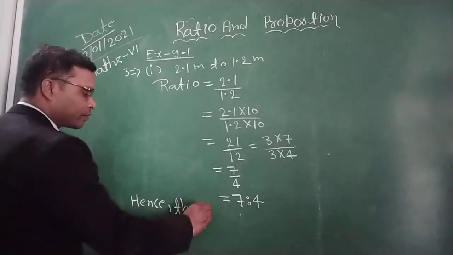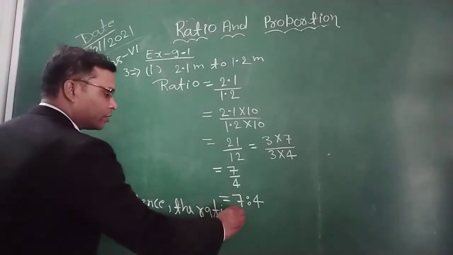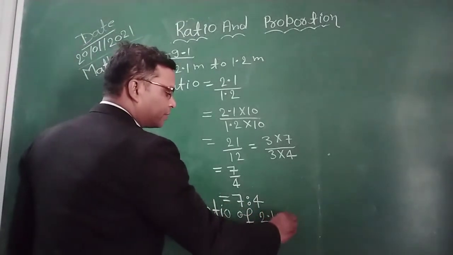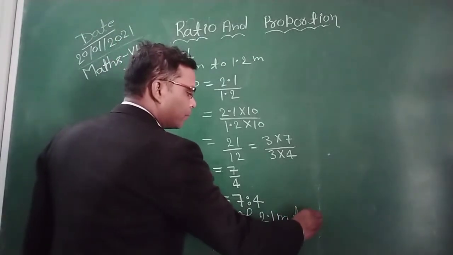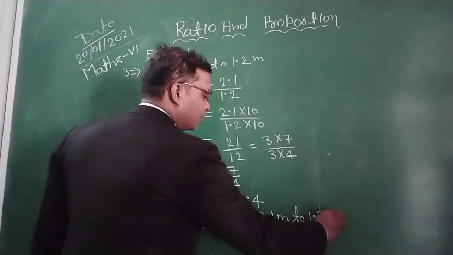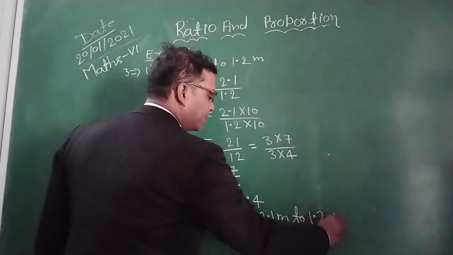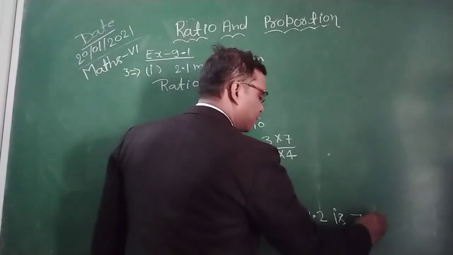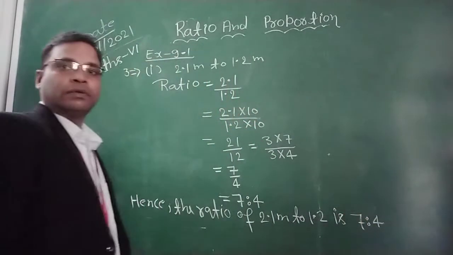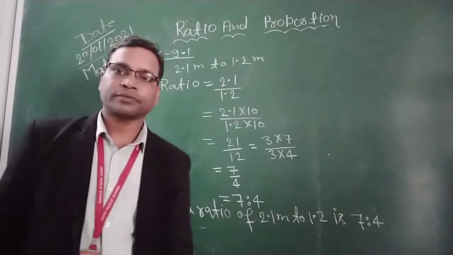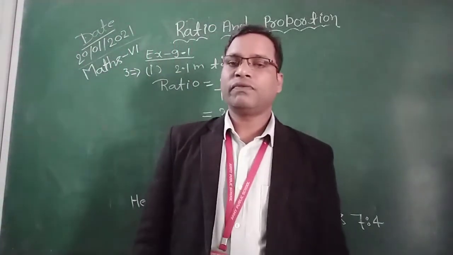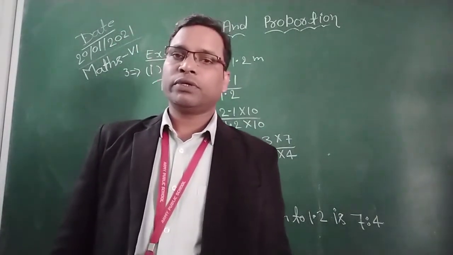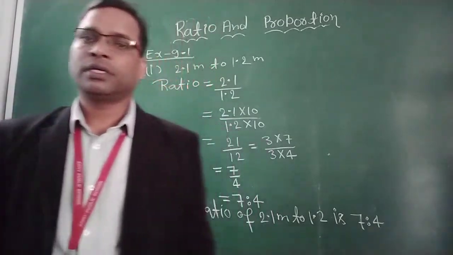At last you can write, hence the ratio of 2.1 meter to 1.2 meter is 7:4. So student, I hope all of you understood this question. Now we are going to discuss the second part of question number 3.